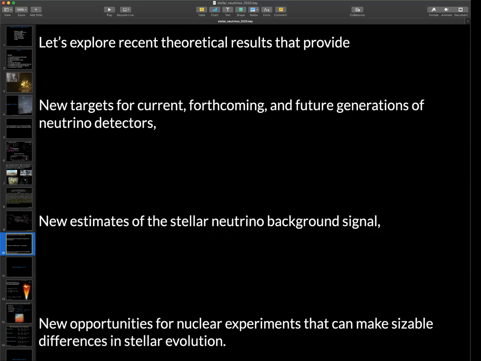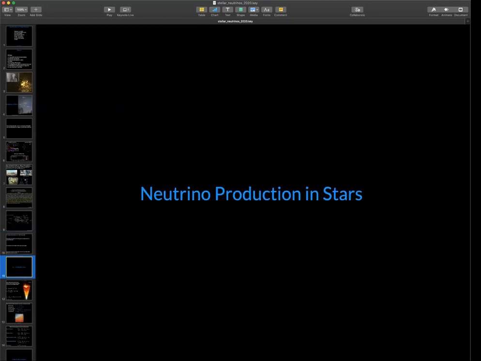So let's explore some of these recent theoretical results that provide a couple of things. Number one, they provide new targets for current, forthcoming, and future generations of neutrino detectors. Number two, they provide new estimates for the neutrino background, the cosmic background due to stars. And number three, and this will be particularly relevant to Irina Gina, they provide new opportunities for nuclear experiments that will have a significant difference in the stellar evolution and their detection of the stellar evolution. Okay, that's a little bit on current neutrino astronomy.